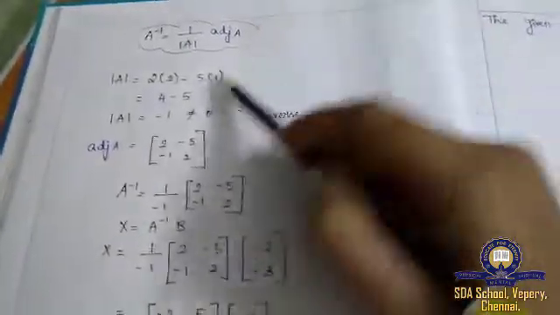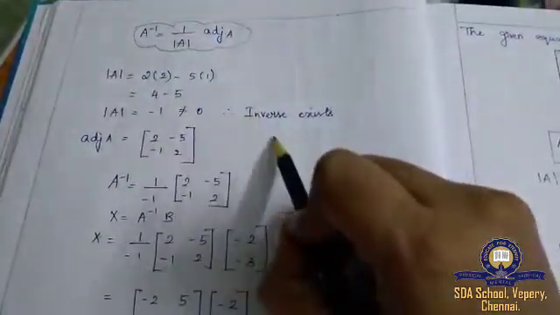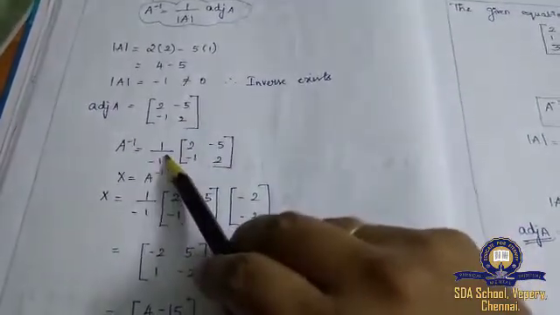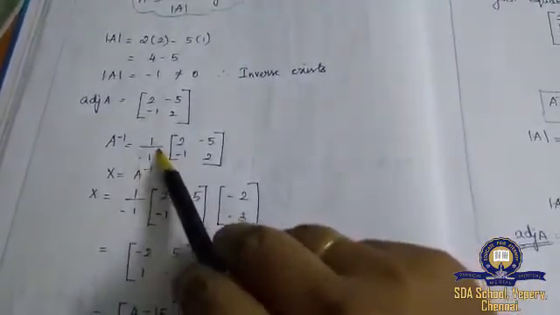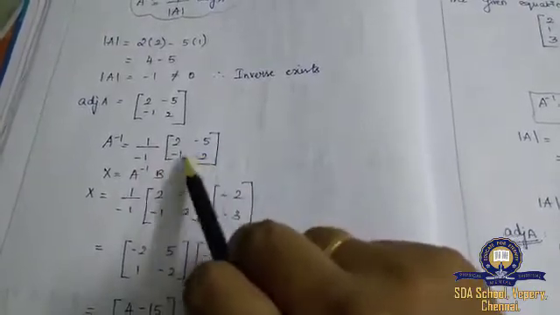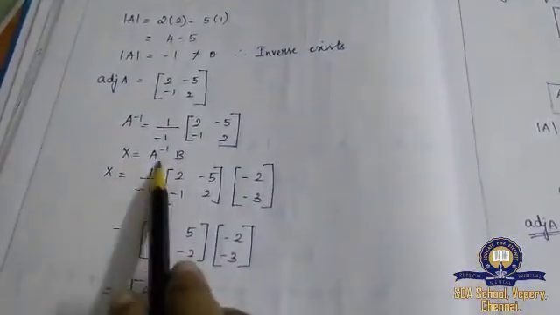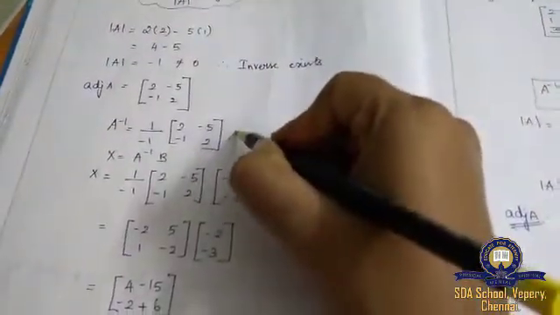See, I've done here, minus 1. So the inverse exists, and I've found the value of adjoint A, and I've substituted my A inverse value. So 1 divided by the inverse of 1, 2, minus 1, minus 1, 2. And after that, this is my formula, right? So x equal to, what is my A inverse value? This is your A inverse value.